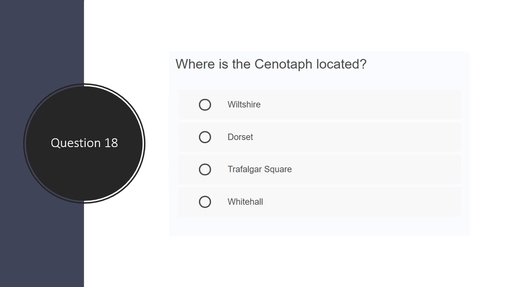Where is the cenotaph located? Cenotaph is the place where the memorial is held every year, and the Queen and the officials go and lay down flowers in memory of those people who lost their lives in the world wars and any other war. So the answer to that question is Whitehall, which is in central London.